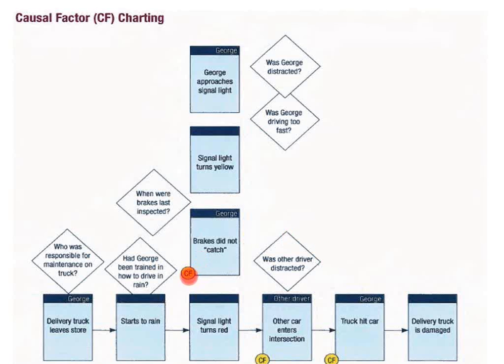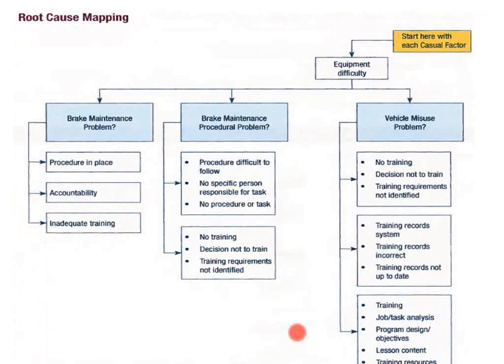So by the way, the other thing on here is the CFs, or the causal factors, saying, okay, brakes did not catch. These are the things we want to investigate more. So why did they not catch? The other car enters the intersection, and the truck hit the car. So that's where the causal factors they want to look at.